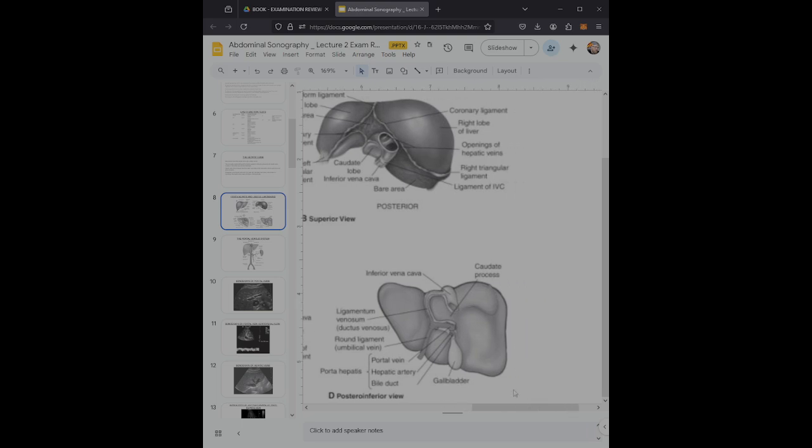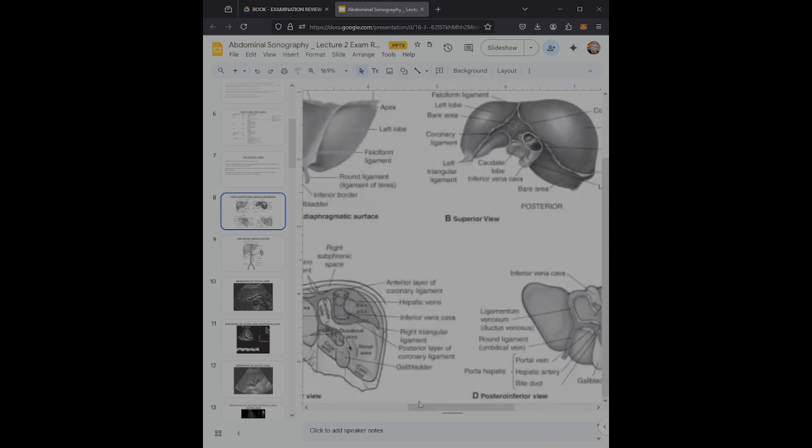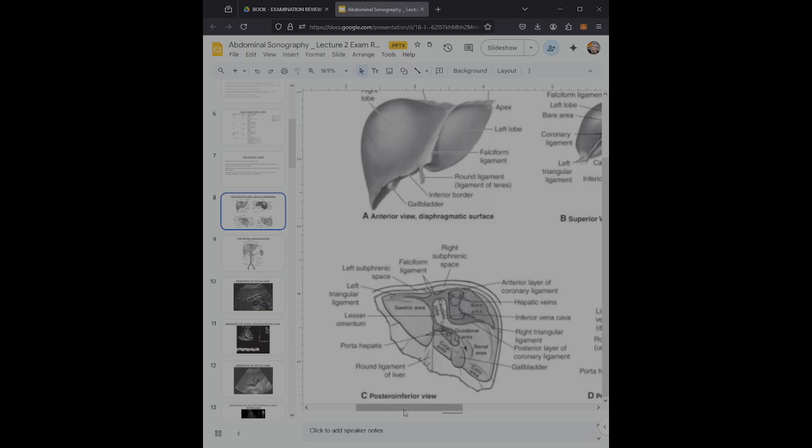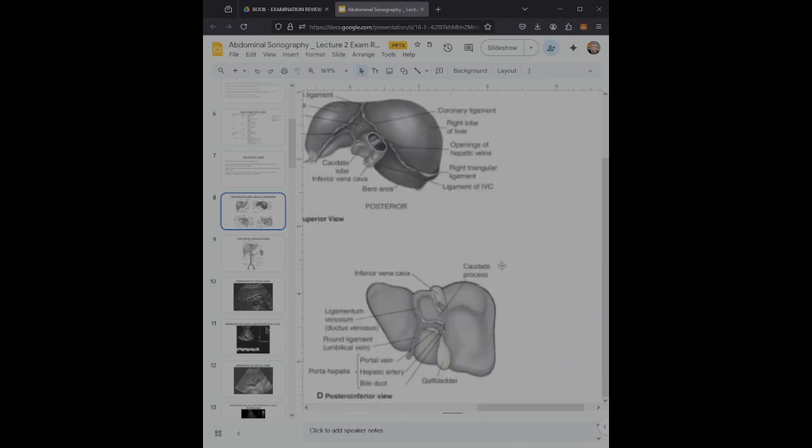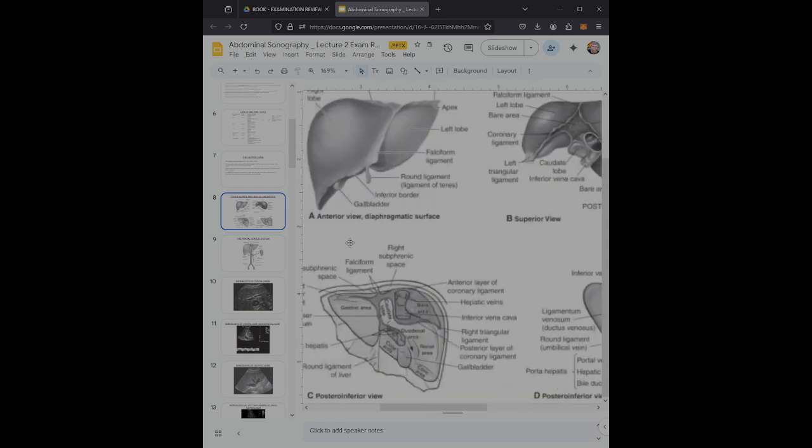We can look at it from the back, looking down. So we have the caudate process, the IVC, the ligamentum venosum, the round ligament, and the porta hepatis, in which we see the portal vein, hepatic artery, and bile duct passing through. And there's our gallbladder.